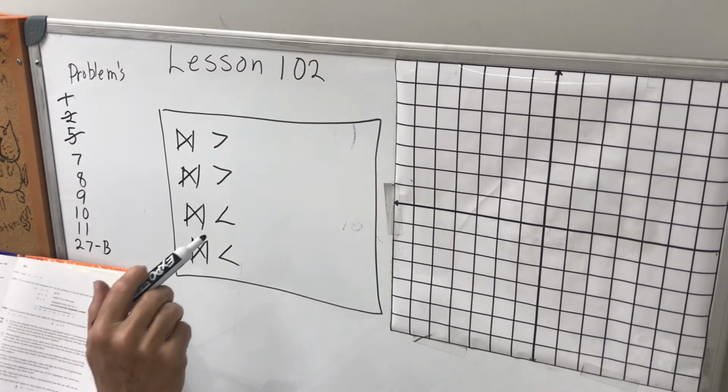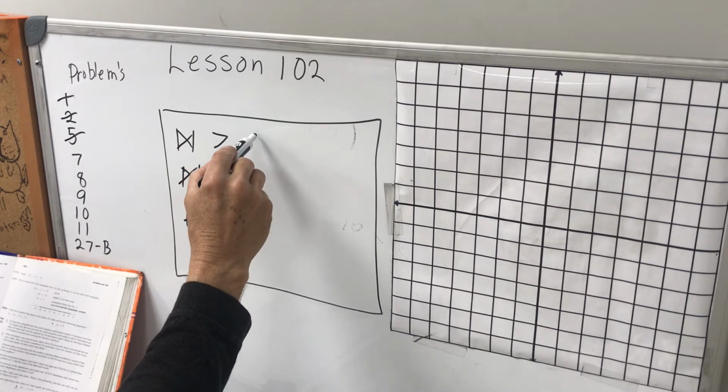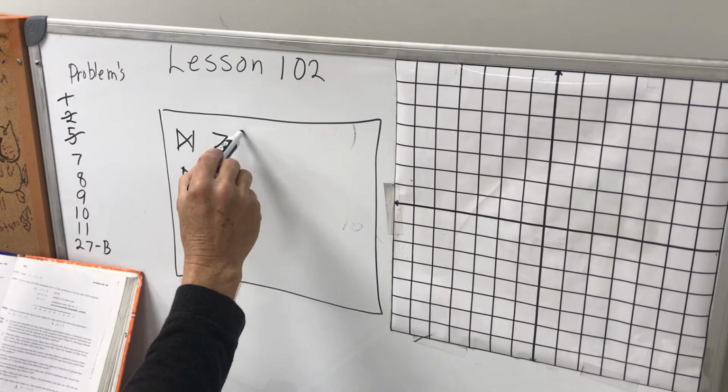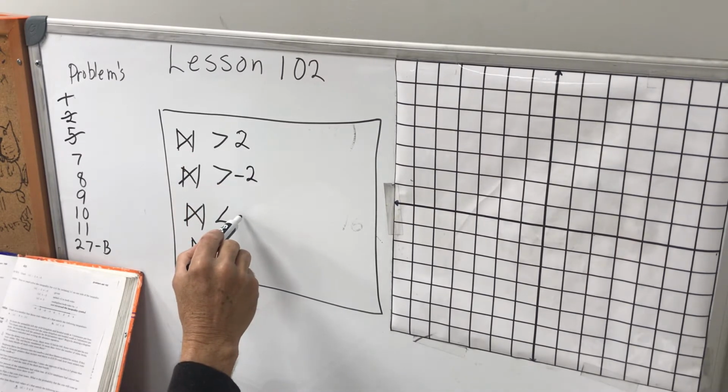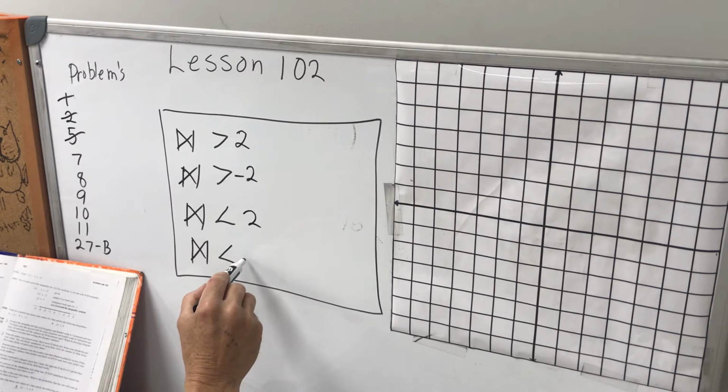All right, and now the next thing is, we're going to use all 2s. We're going to use a positive 2 and a negative 2, and a positive 2 again, and a negative 2.